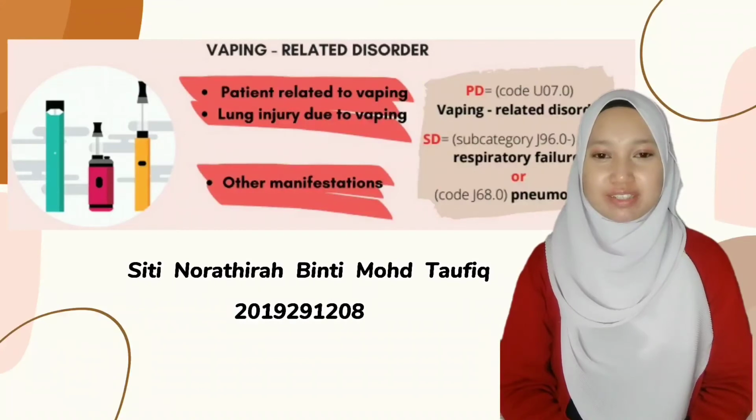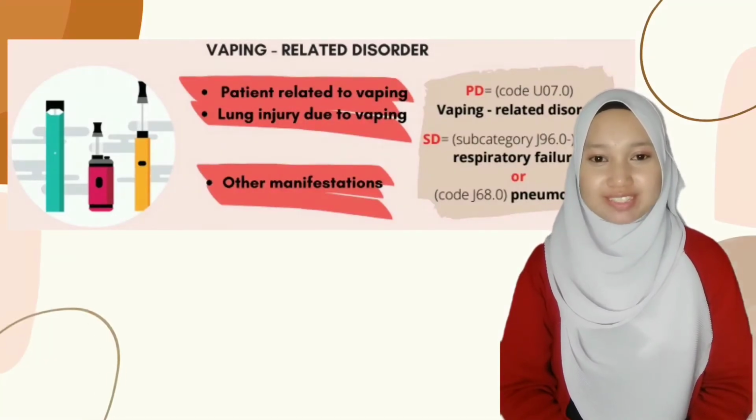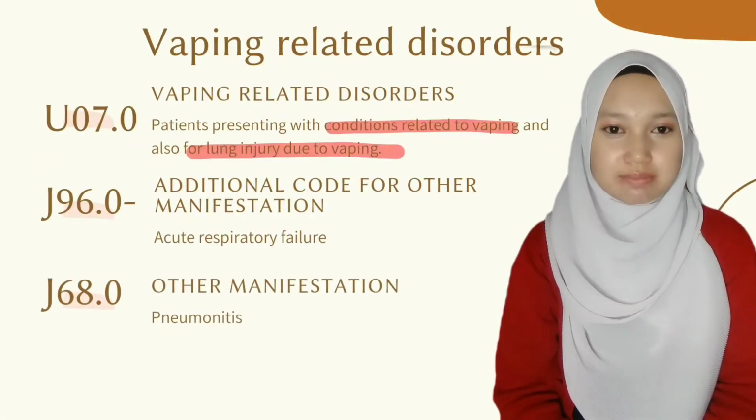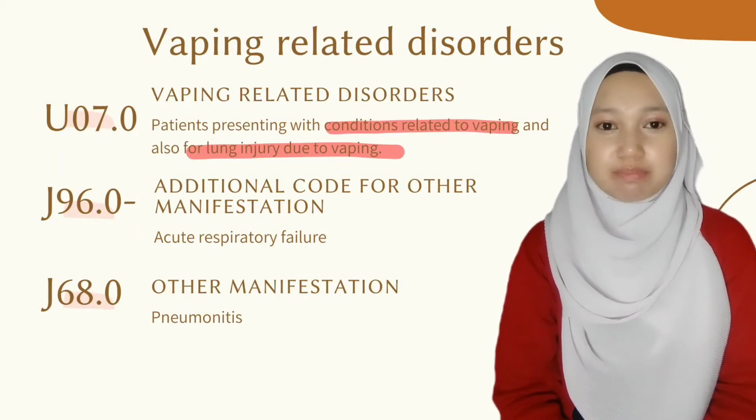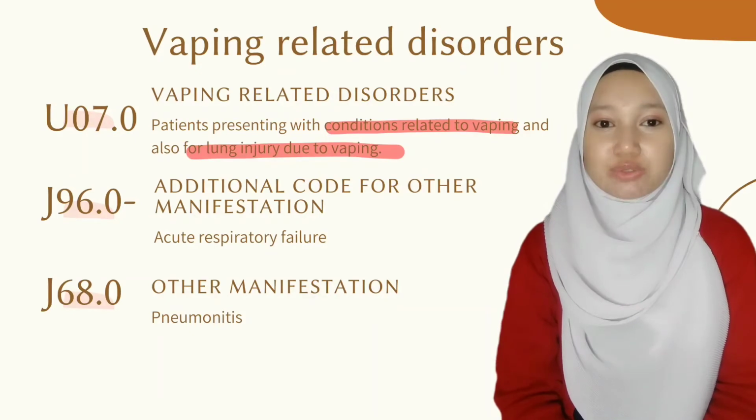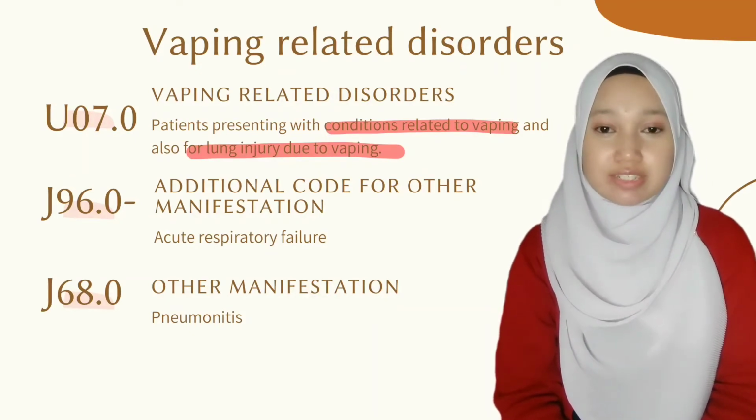I will present about vaping-related disorder. In the diseases of the respiratory system, code U07.0 as the principal diagnosis when the patient presents with a condition related to vaping, also including lung injury due to vaping.